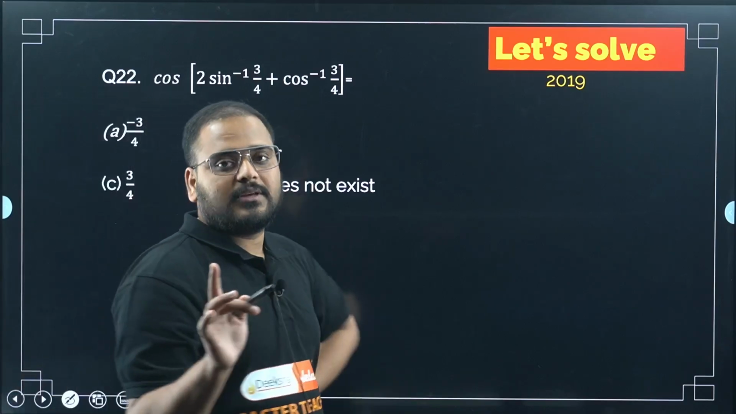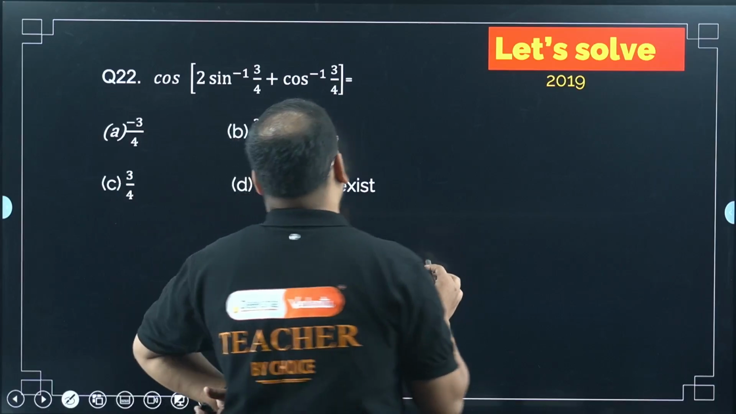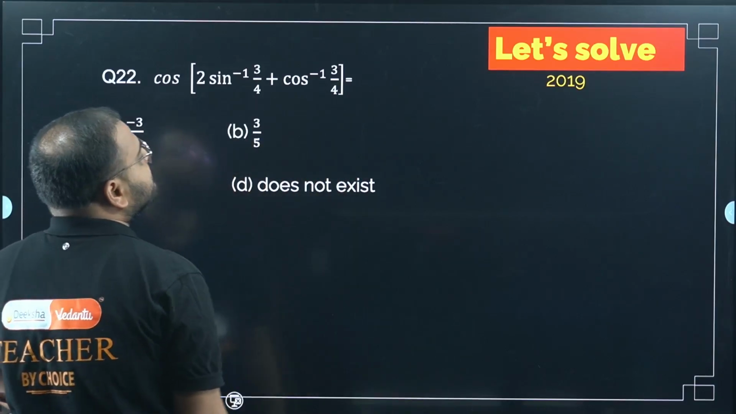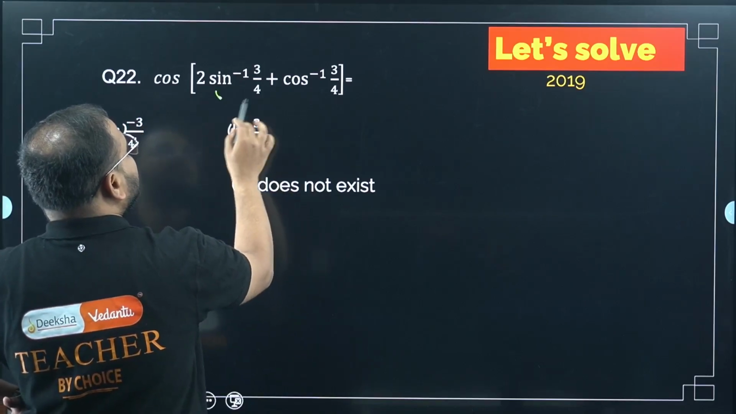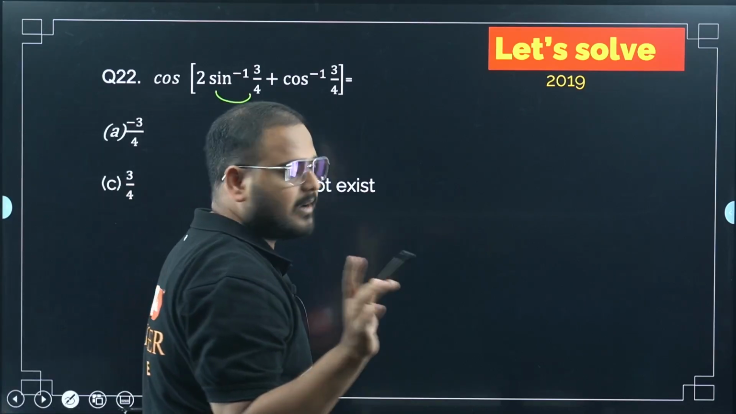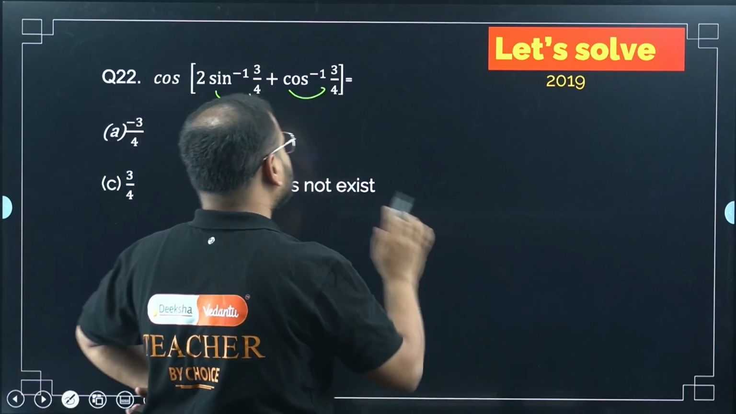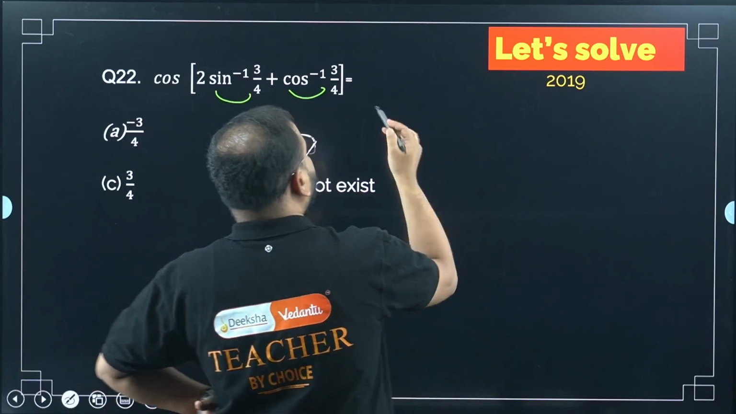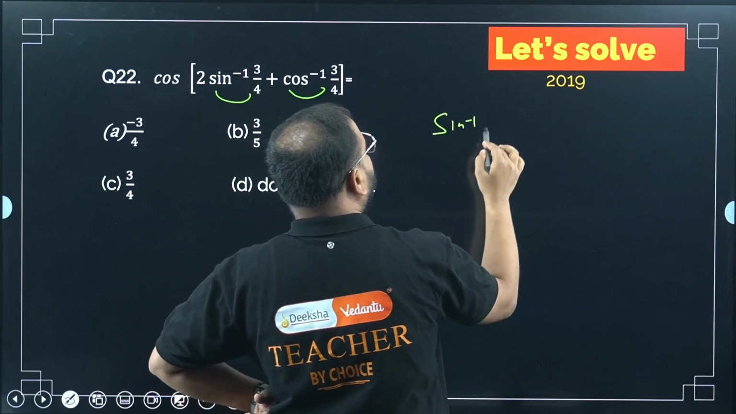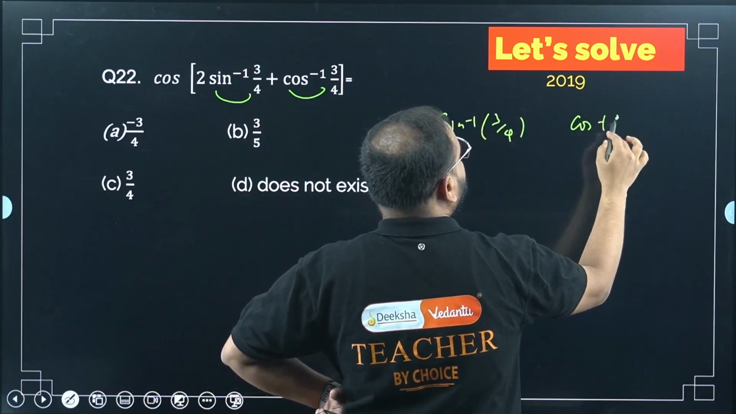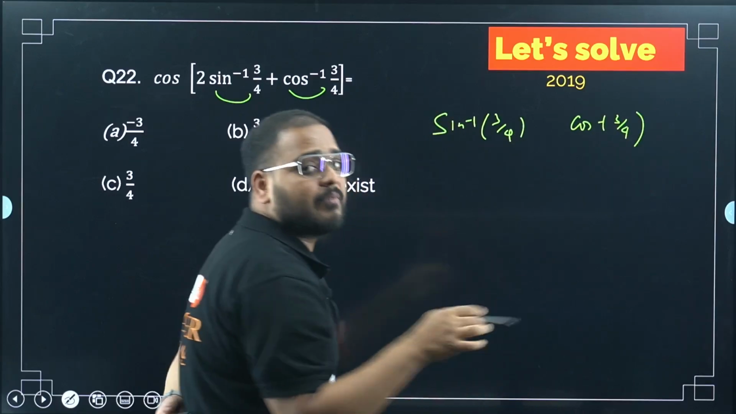One more thing. I don't want to write this all the time, so I'll just give you a hint over here. What is the result of this? An angle, right? The result of this is also an angle, right? So if you look at this, sine inverse of 3 by 4, only this part, and cos inverse of 3 by 4. I'm giving you one hint.